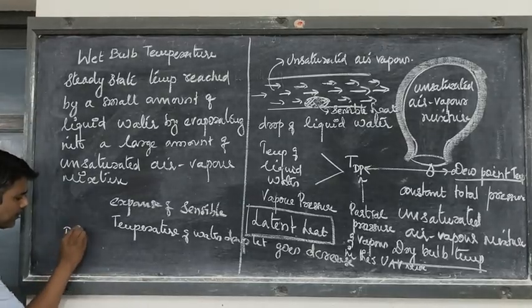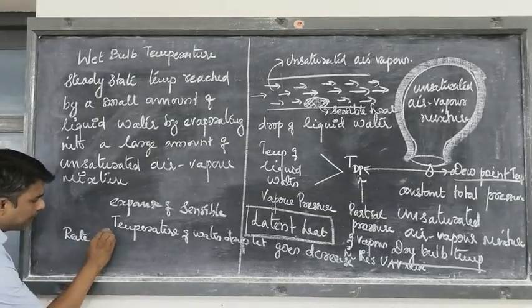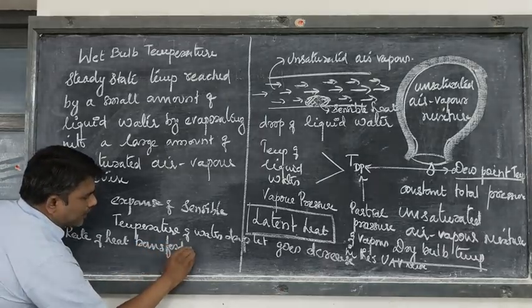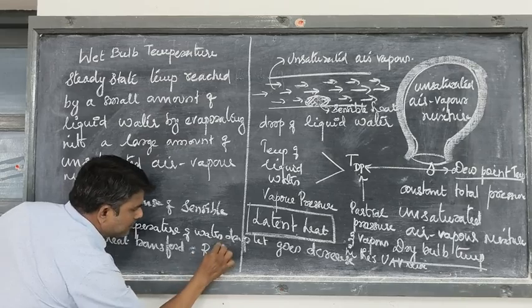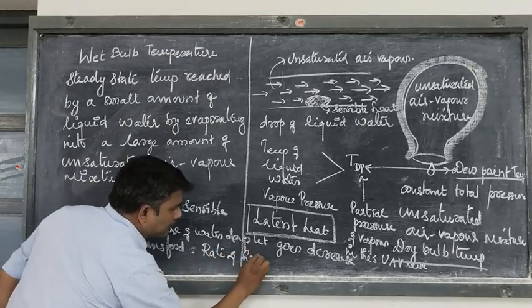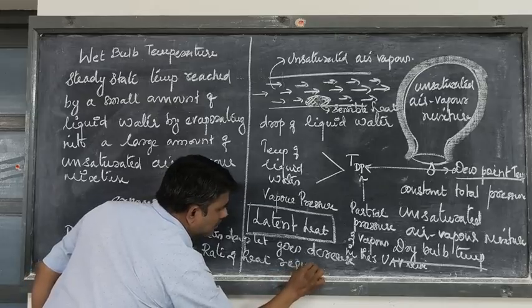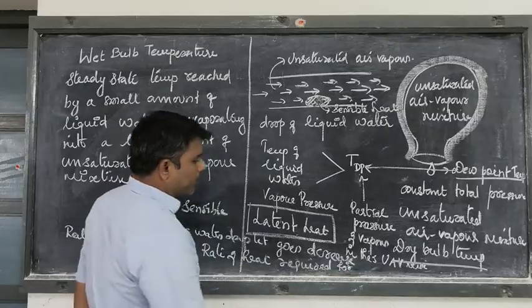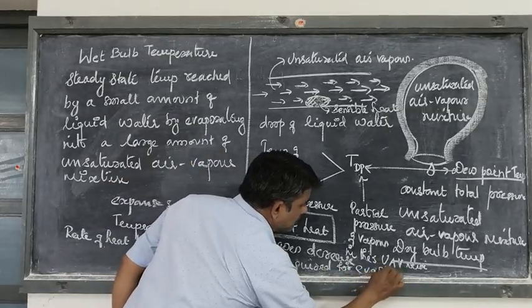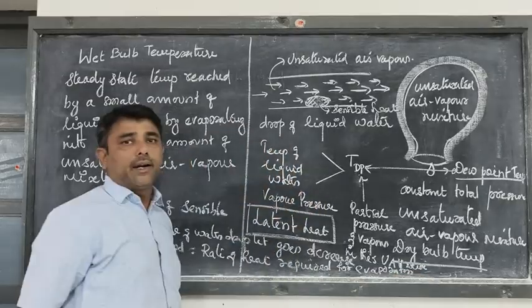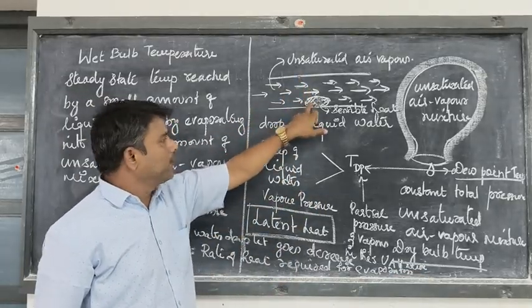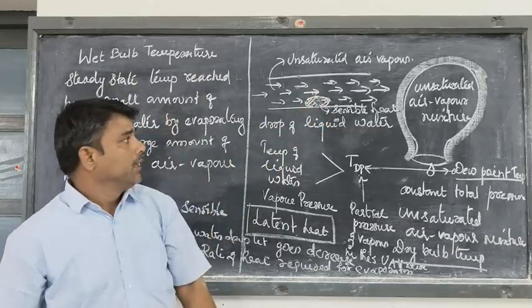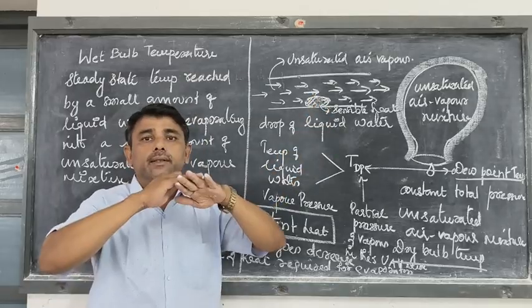Rate of heat transferred is equal to the rate of heat required for evaporation. Clear? The rate of heat transferred from bulk air to the liquid droplet for evaporation is equal to the rate of heat required for evaporation. In this situation, the temperature of the water droplet remains the same.